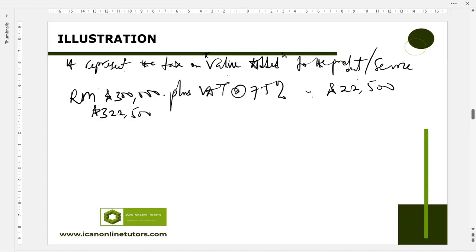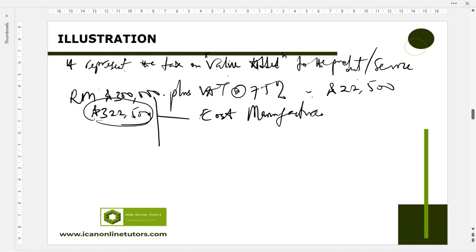So this represents cost to who? It represents cost to the manufacturer, right? But do you know that you cannot claim the 22,500? So what this means is that, holding other factors constant, your cost of production will be 300,000 naira.